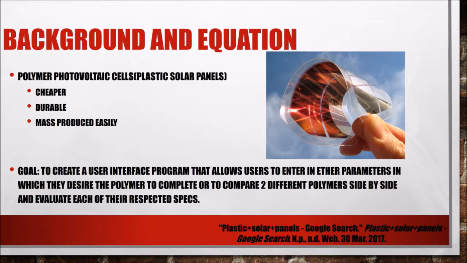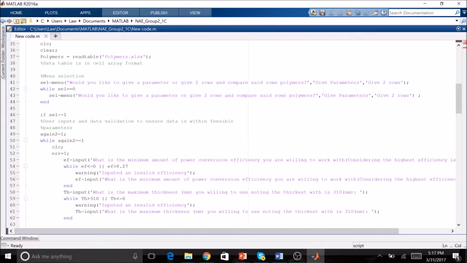For our project, the goal that we decided to tackle is to create a user interface that allows users to enter in either parameters in which they desire their polymer to complete or to compare two different polymers side by side and evaluate each at their respective specs. As stated above, the user will be given two different options. The first option is to give a parameter, and the second option is to give two rows.